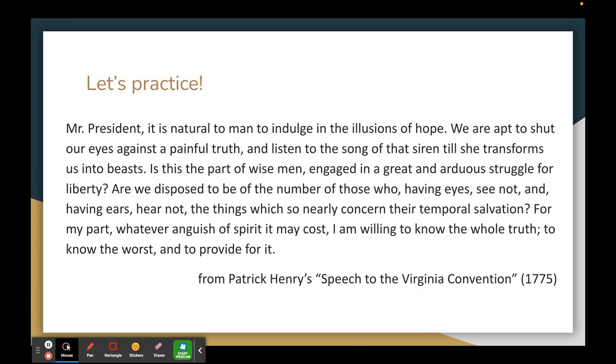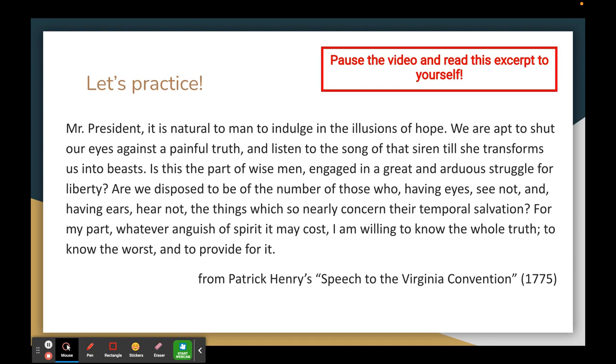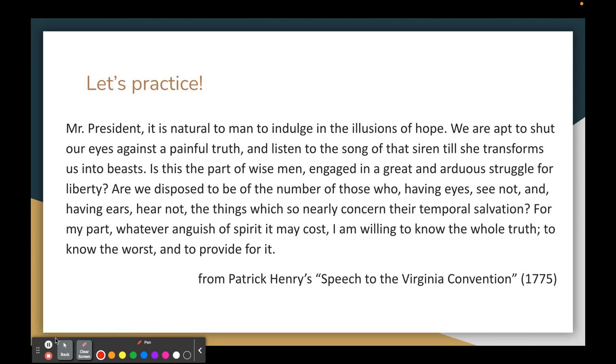Let's practice. Here I have an excerpt from Patrick Henry's speech to the Virginia Convention, and there are many, many, many rhetorical devices that we can talk about throughout this entire speech, but we're only, of course, focusing on allusion today. I want you to pause this video and read this excerpt of Henry's speech to yourself and unpause when you are ready to move on.